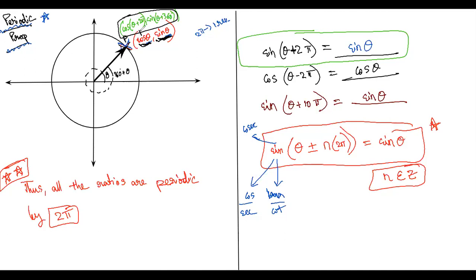Yeah, but the point is not changing now, it is the same point. So that means cos of theta plus 360 is the same as cos theta, and sine of theta plus 360 is the same as sine theta. Okay. Now the logic will hold true even if you go in the reverse direction.